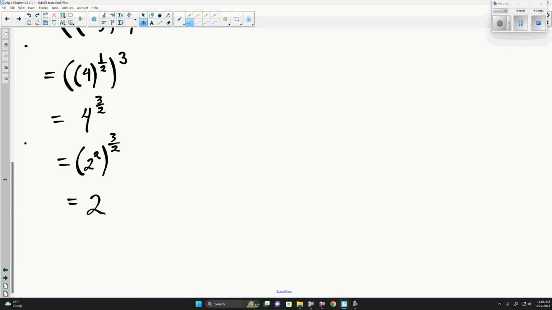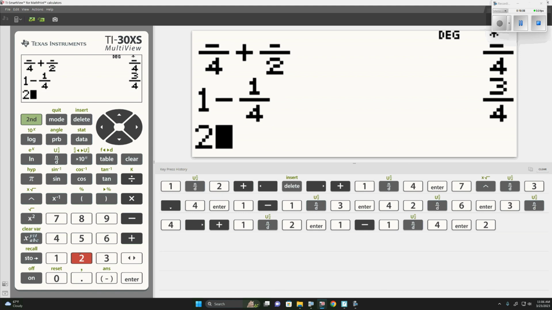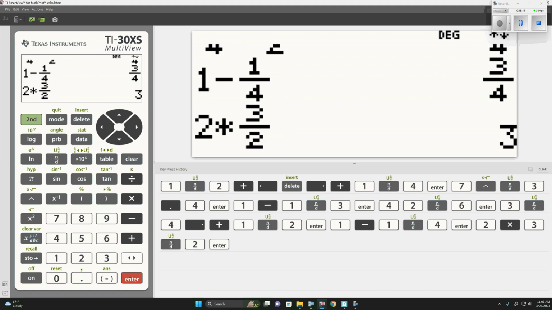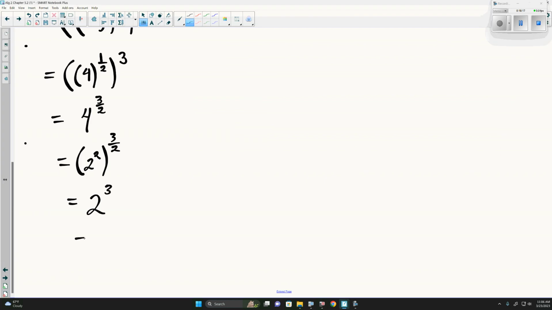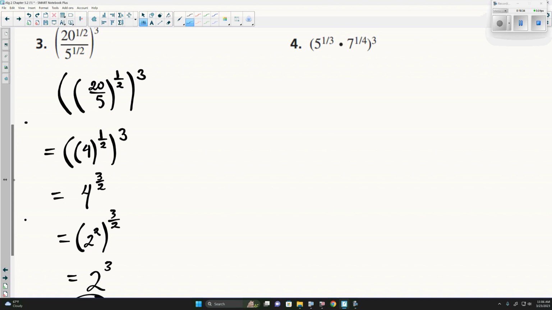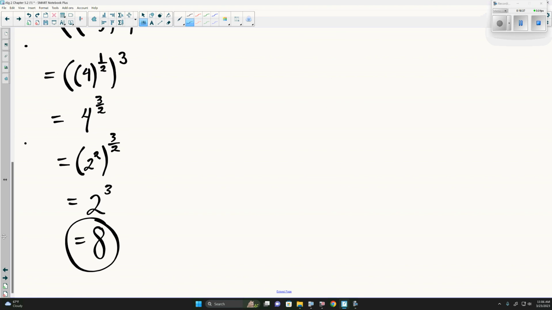Well, 2 times 3/2 gives us 3. And 2 to the third is, because 2 squared is 4, multiply by 2 one more time, we get 8. Now, since it gave us a nice number, it means we could have actually plugged the original problem into the calculator and it would have given us the answer. But on some of these here, we don't know that until we actually simplify it out or work it out.